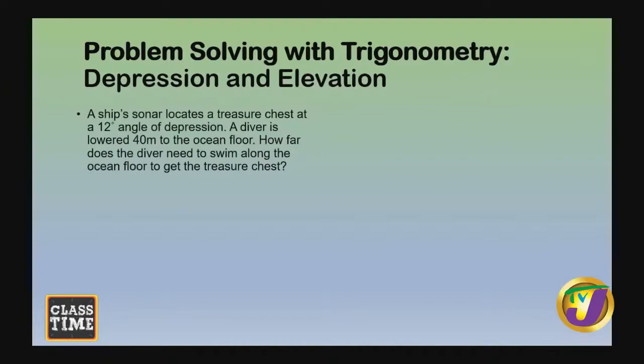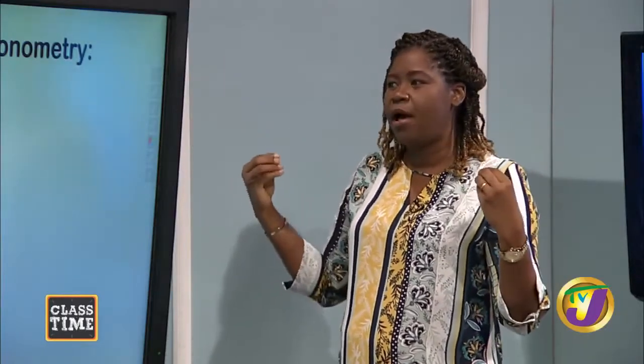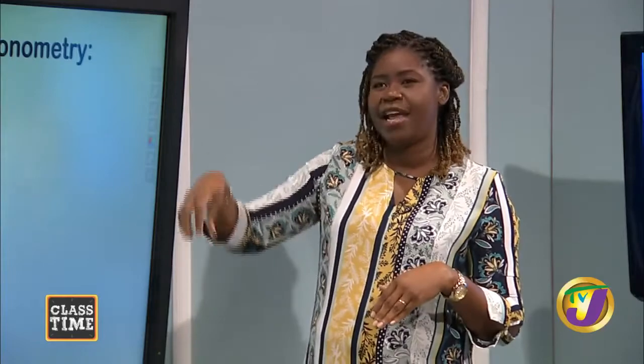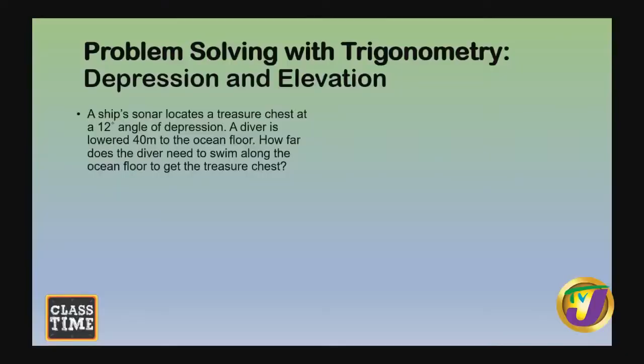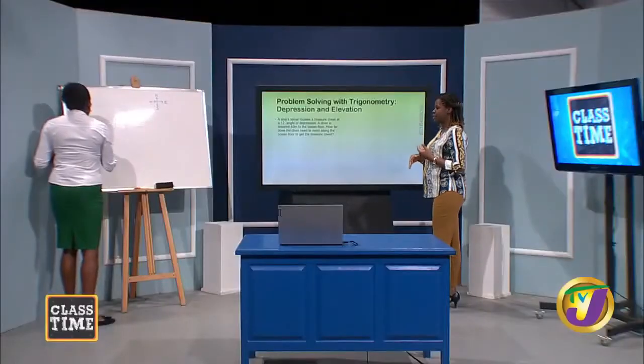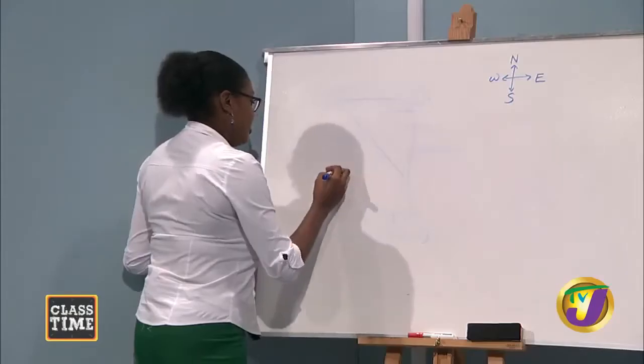So there is the ship on the water, and its sonar has picked up a treasure chest at an angle of depression of 12 degrees. And they have lowered a diver. So let's draw this. What's the first thing I'm going to be drawing? We can draw the ship on the water, on the sea. Here's my ugly little boat right there.